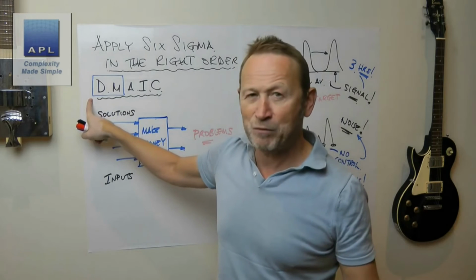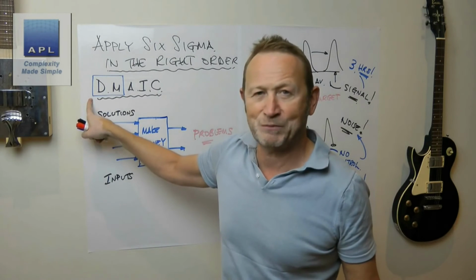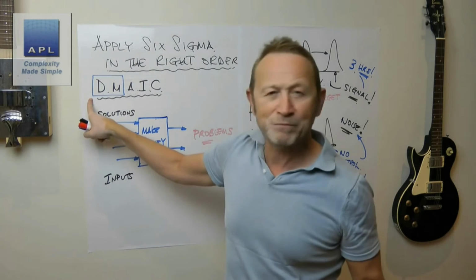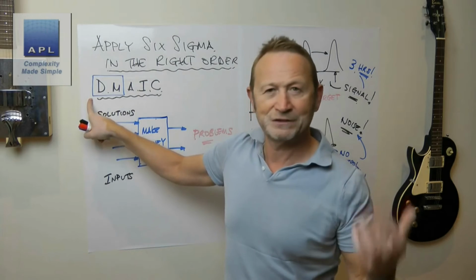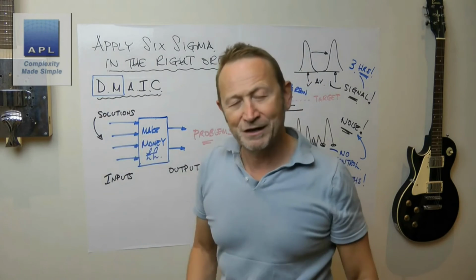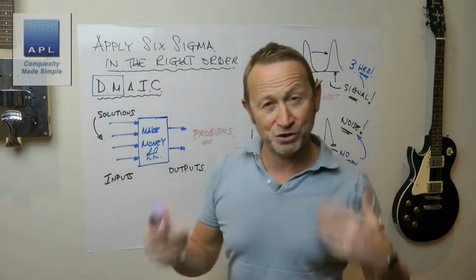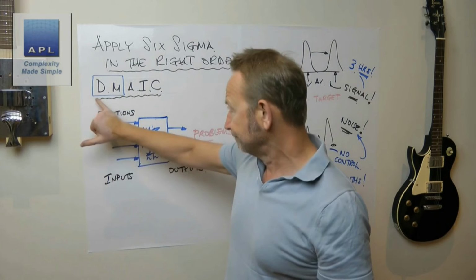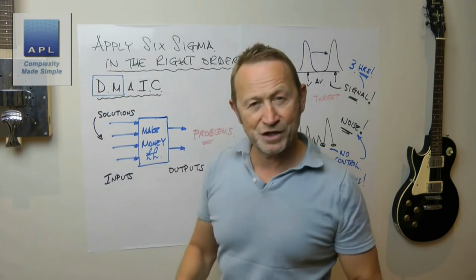Because if you don't have a problem with noise, you don't have a Six Sigma project. You have a simple problem solving project. It's not even a project. It should take you a few hours at most to fix it. So it's the first thing.